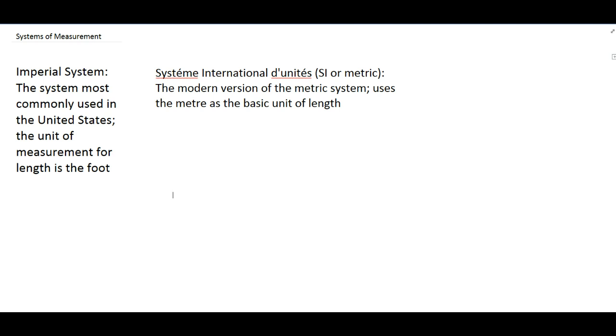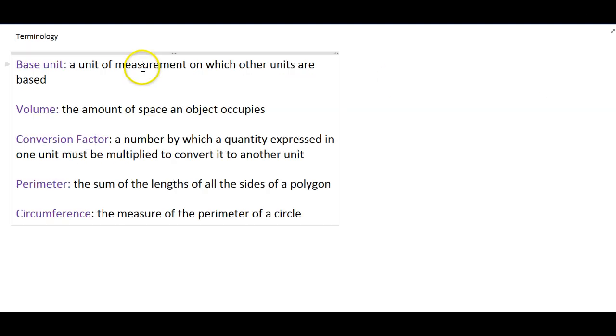So now on to some terminology. Base unit. A base unit is a unit of measure on which other units are based. So in the metric system, we think of meter. Every length measurement is based on that meter. So we have centimeters, which is a hundredth of a meter. We have a kilometer, which is 1,000 meters, and so on. In the imperial system, some people might say that your base unit is foot, and then we build everything from the foot, but it's not quite the same.